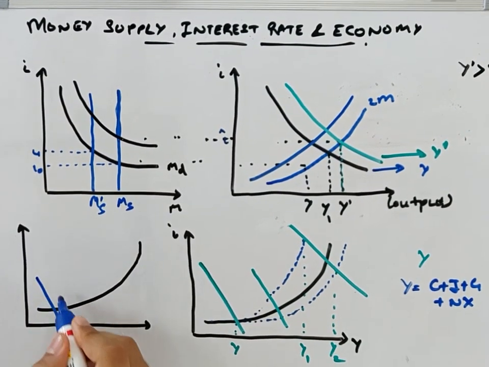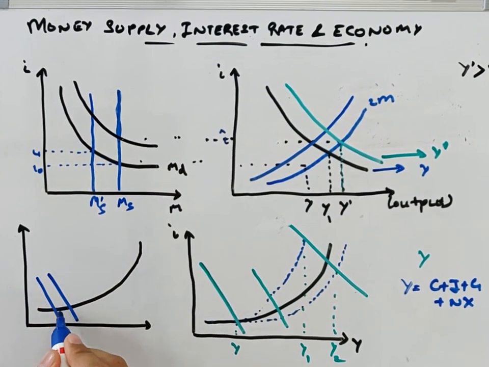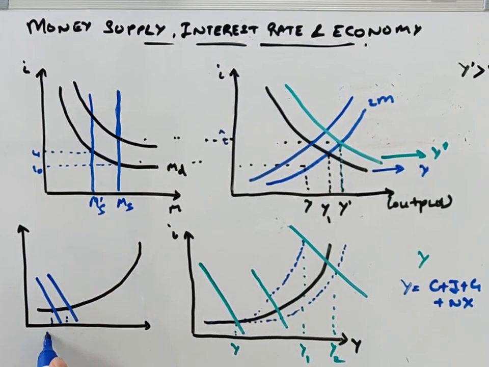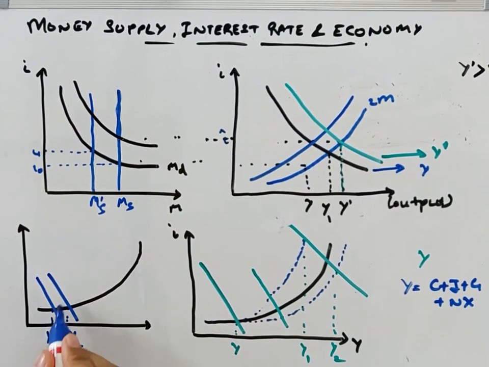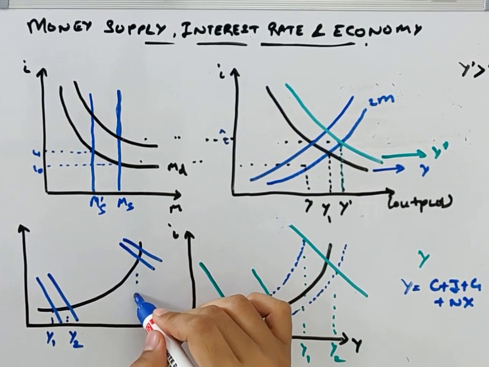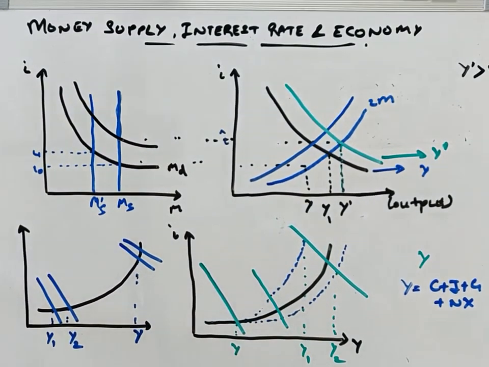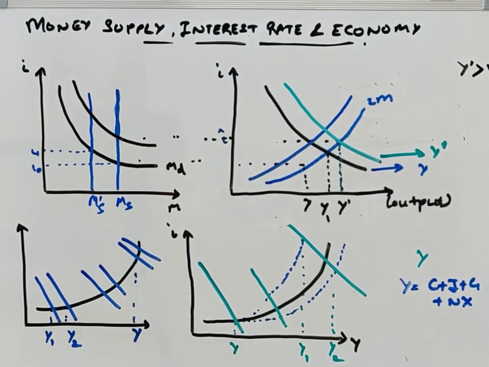in this part of the curve, fiscal policy will be very active, as it can change from y1 to y2. Whereas in this part of the curve, fiscal policy will not be useful. However, in this part of the curve, fiscal policy will be moderately useful.